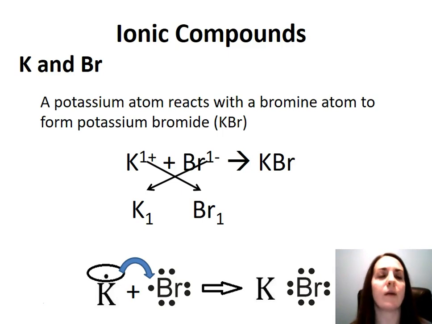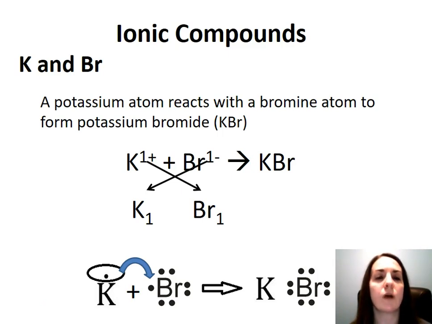Here is just another example of how an ionic compound can be written. So here we have potassium, and it's going to react with bromine, and it's going to form the ionic compound potassium bromide. So if I was going to look this up on my periodic table, potassium has the element symbol K, and it has a charge of +1. Bromine has the element symbol Br, and it has the ionic charge of -1.